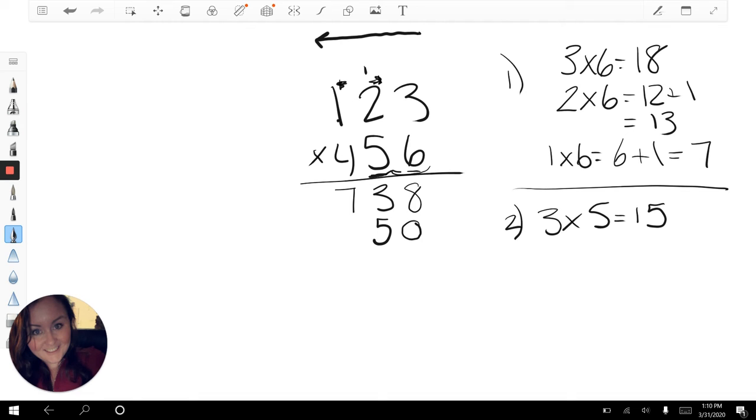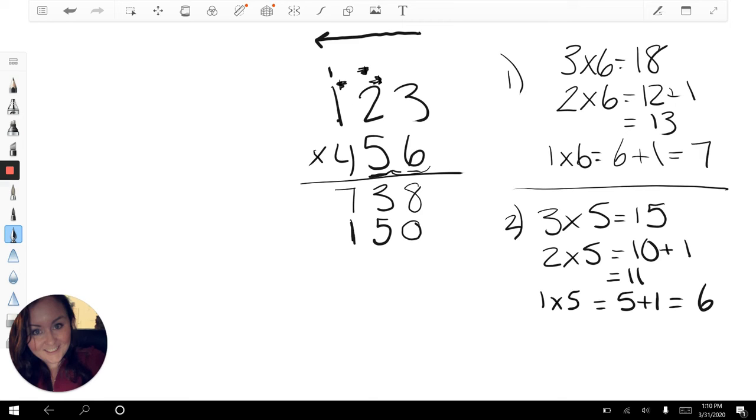Okay. Next we have 2 times 5, which is equal to 10, plus the 1 is equal to 11. We put the 1 down here, under the 7, and we carry the 1. And we'll cross that off because it's been dealt with. And lastly, we have 1 times 5, which is equal to 5, plus 1 is equal to 6. Good.